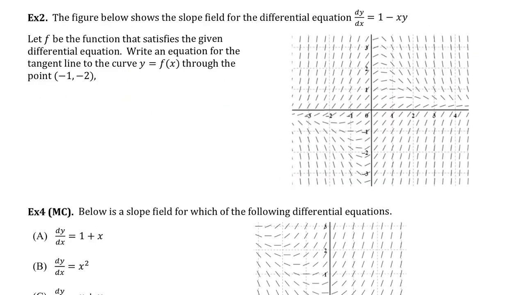Okay, let's look at example 2. Example 2 says: the figure below shows the slope field for the differential equation dy/dx equals 1 minus xy. Let f be the function that satisfies the given differential equation. Write an equation for the tangent line to the curve y equals f(x) through the point (-1, -2). They just want a tangent line.